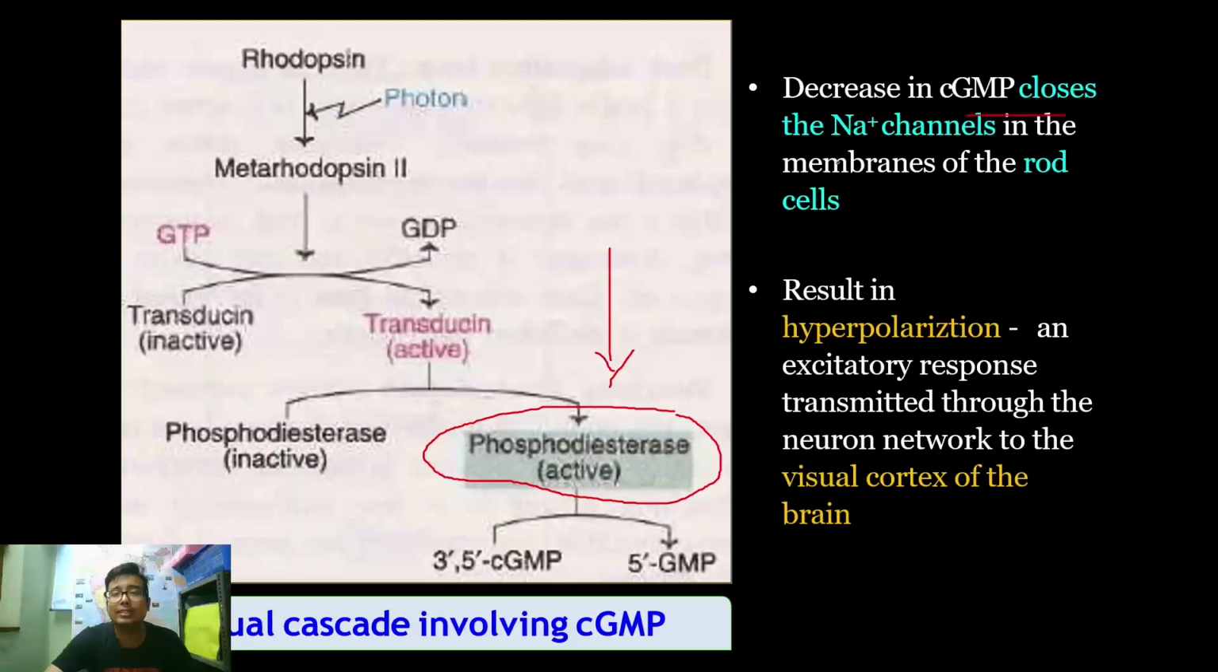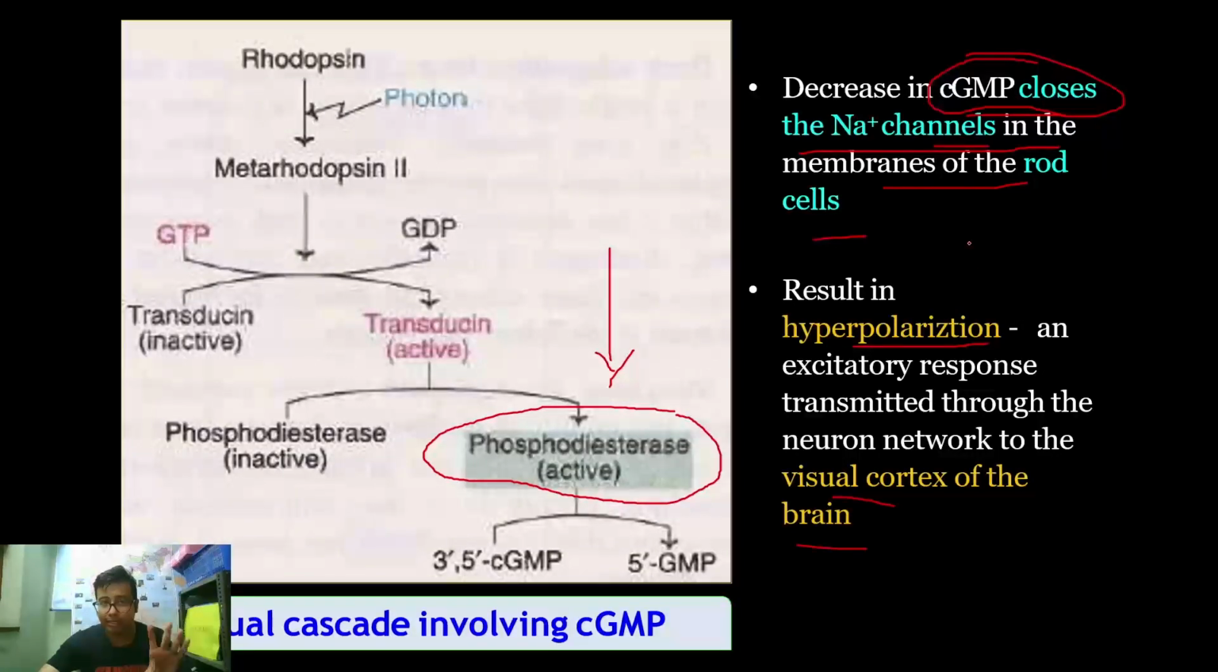So a decrease in cGMP closes the sodium channels of the rod cells that results in hyperpolarization, and the signal is transmitted to the neural network and ultimately to the visual cortex of the brain. Just remember, cGMP keeps the sodium channel open; a decrease in cGMP will lead to membrane hyperpolarization and the signal.